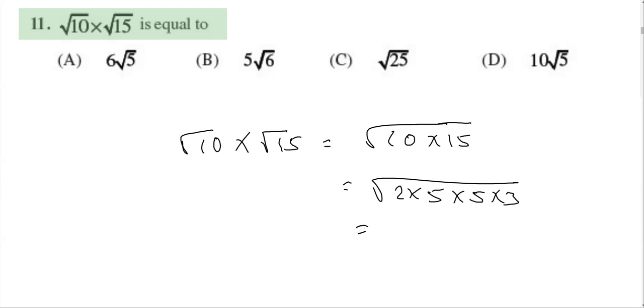As you can see, we have a doublet of 5 here. So the square root of this 5 will be 5, and we are left with 2 multiplied by 3, which is 6. Therefore, 5 root 6 is the correct option, that is option B.